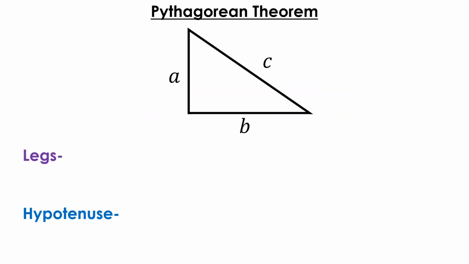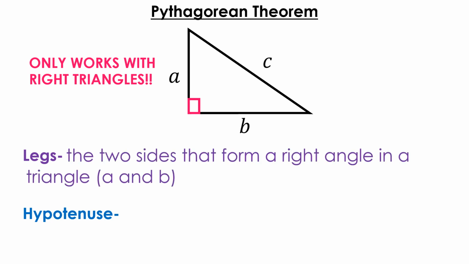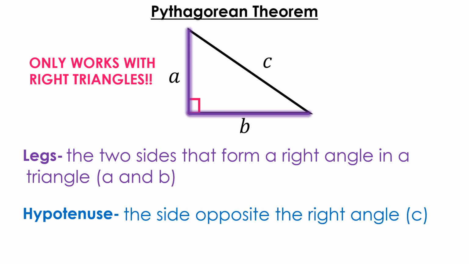The Pythagorean theorem only works with right triangles. So if it doesn't have that square in the corner, that means it's not a right triangle. The legs of the triangle are the two sides that form the right angle in the triangle. So sides A and B are called the legs. The hypotenuse is the side opposite of the right angle, C. C is the side that is always across from the right angle, and it is always the largest. We will talk about this more as we continue on with this lesson.